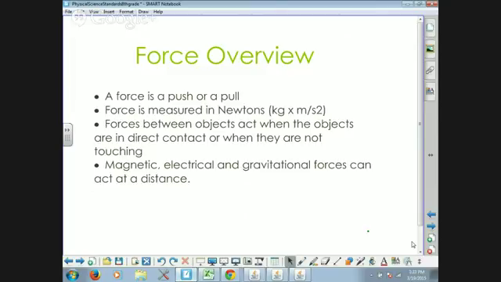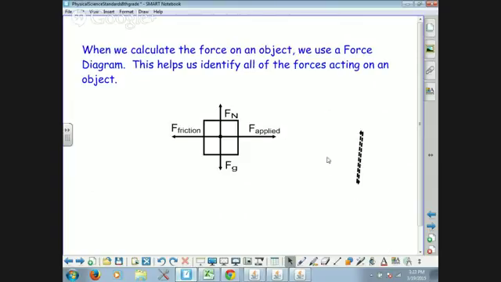Now, it is presumed by the state of Ohio that you received all of your touching information, your contact forces, in your elementary years, although we have touched on them. But we're just focusing on magnetism, electrical, and gravitational forces, because those can all act at a distance. Now, before we do that, just general stuff that can go with any particular force.